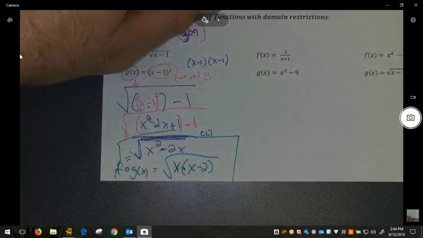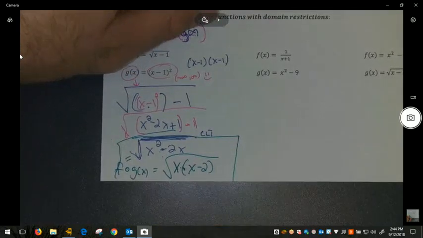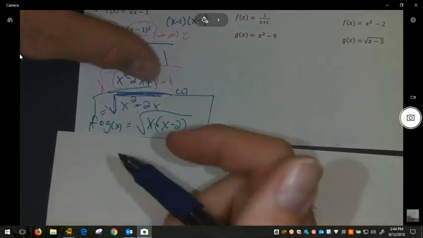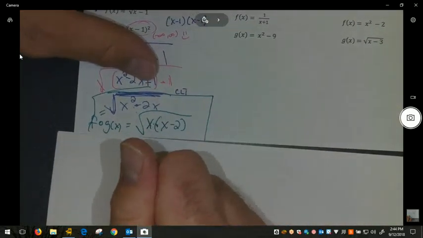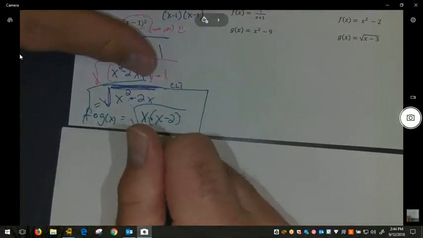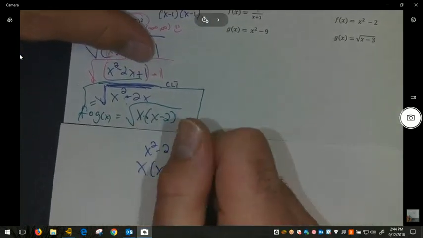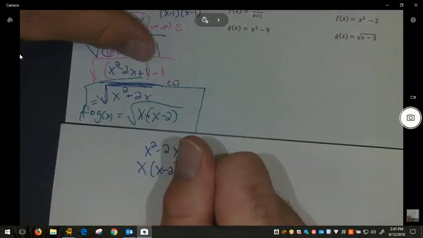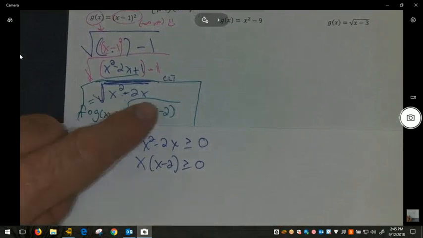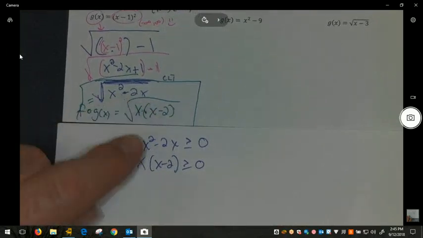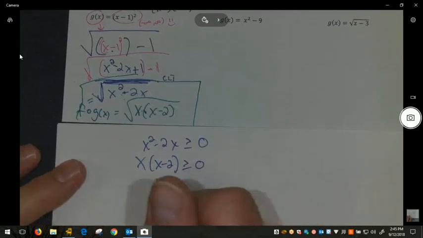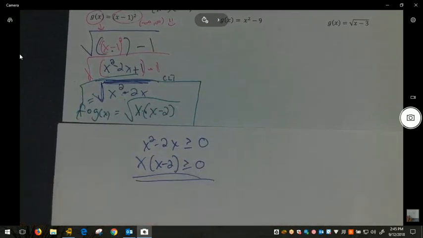Now, when I do this, I have to consider the domain restrictions. So I know that x times x minus 2, that radicand, or x squared minus 2x if you want, has to be greater than or equal to 0 because it's under a radical with an even root. So the number in there must be 0 or positive. That's why the radicand has to be greater than or equal to 0 for these. Now, if you remember, we did one like this in class. This is the tricky one.